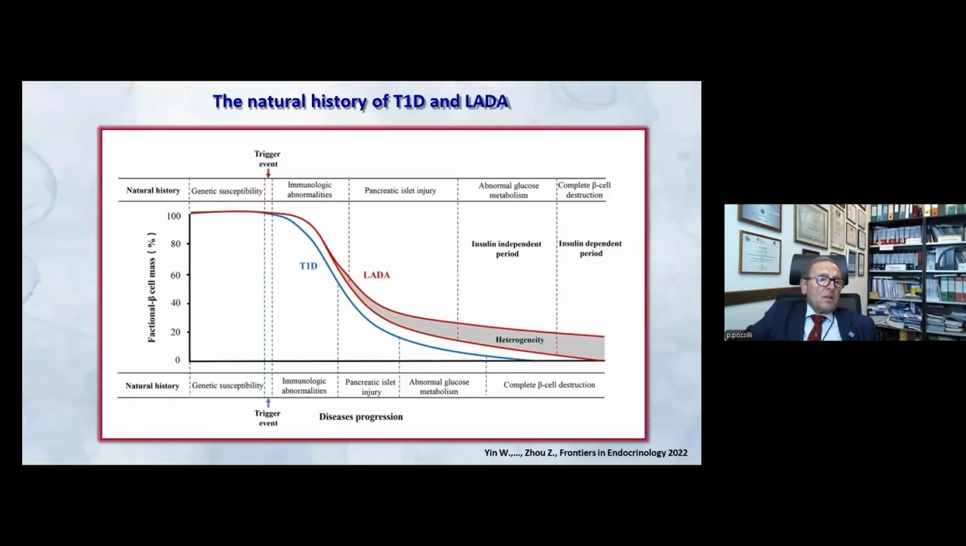Now, talking about the heterogeneity, I think that the most important condition that has to be taken into account is LADA, the latent autoimmune diabetes in adults. And that is the functional beta cells in LADA compared to classical type 1 diabetes. And as you can see, the heterogeneity of LADA compared to classical type 1 diabetes is even higher.